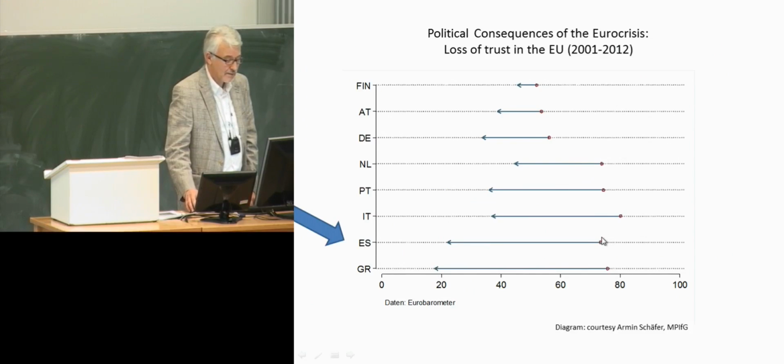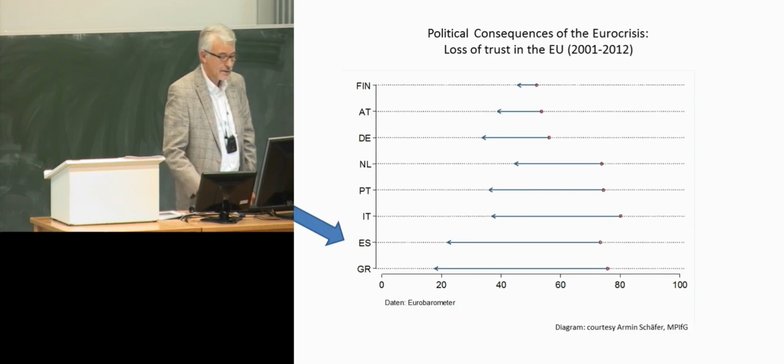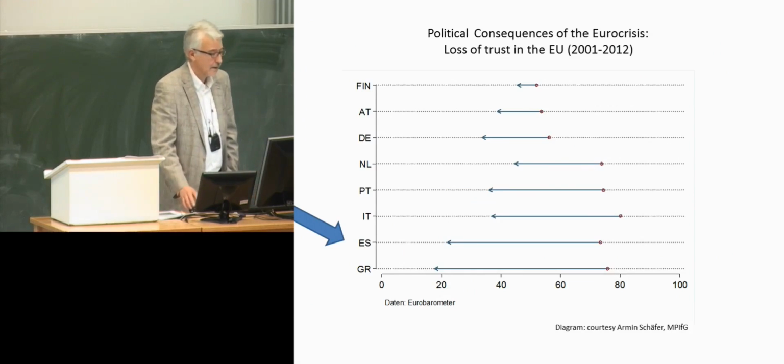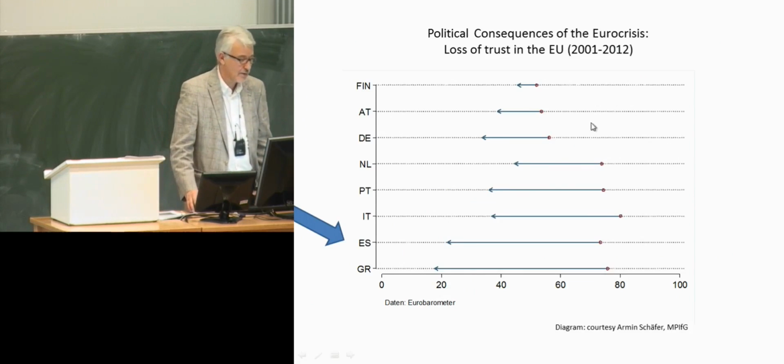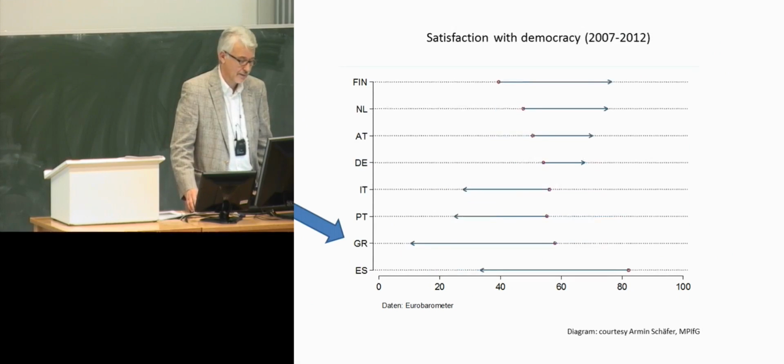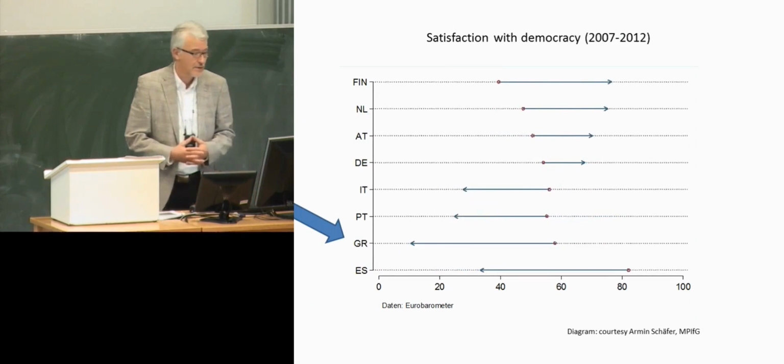Then Spain, Italy, Portugal, the Netherlands, quite a bit of loss, and Germany also, and Finland with a very small loss in trust. Now, satisfaction with democracy.